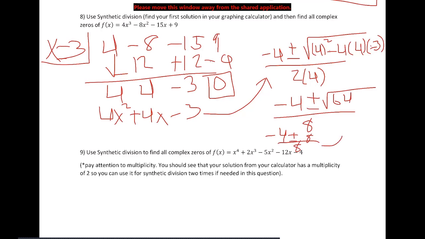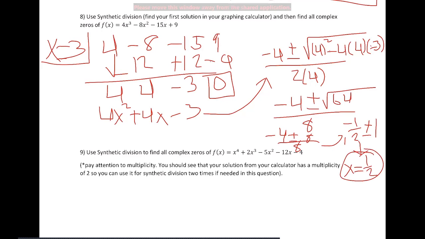Then if you want to clean this up or actually get your actual solutions, this would be negative 1/2 plus or minus 1. And you could actually work it out: negative 1/2 plus 1 would be positive 1/2. And then if you did negative 1/2 minus 1, you would get negative 3/2 or negative 1.5. And that's why these answers didn't show up on my table. If you notice, I didn't see those ones because they're decimals. Those are not going to show up.